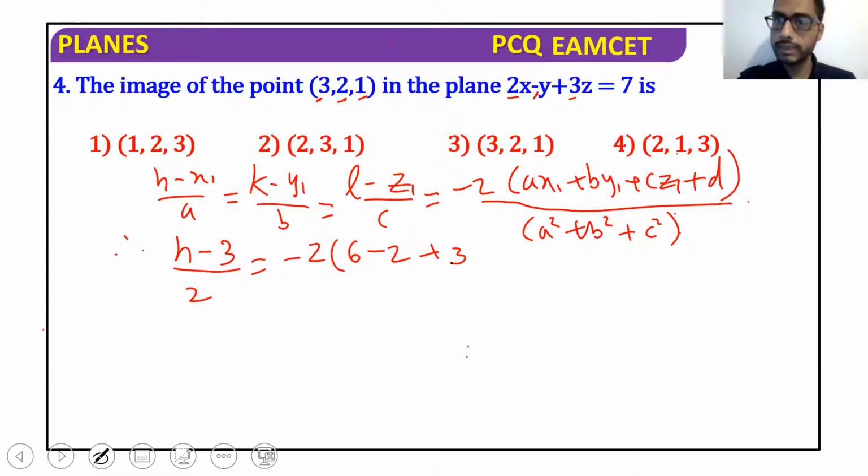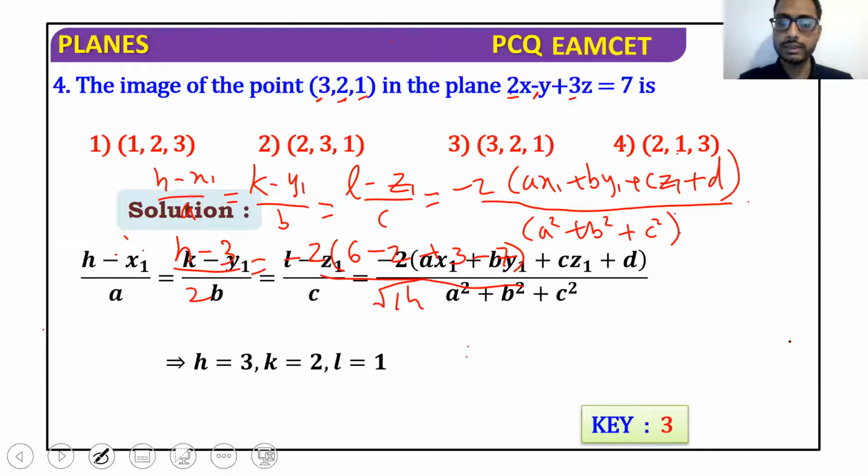So plus 7, shifted over here, will become minus 7 upon a square plus b square plus c square. So 2 square is 4, plus 1 square is 1, plus 3 square is 9. 9 plus 1 is 10, plus 4 is 14. So under root of 14. Simplify this, you will get the value of h. Similarly, after simplification, you will get the values of k and l.